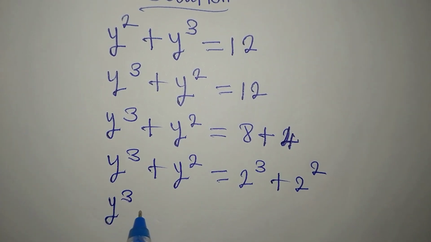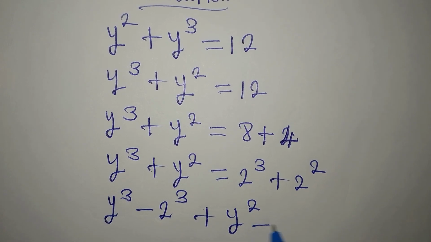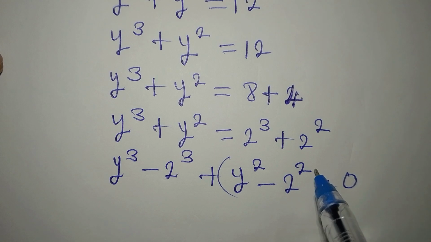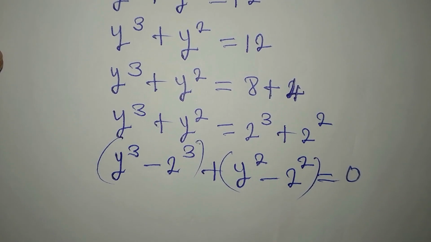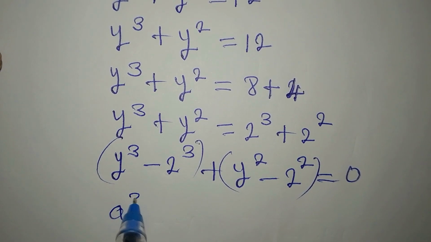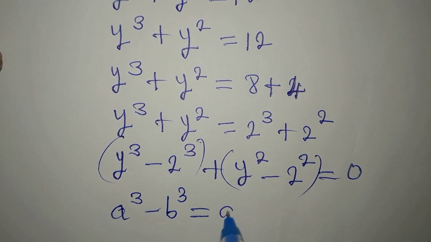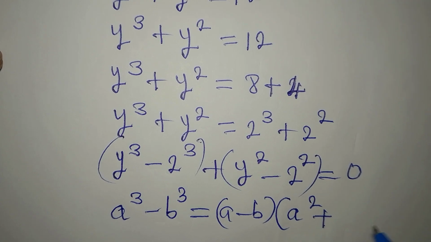y to the power of 3 minus 2 to the power of 3 will be brought together. And then we have y squared minus 2 squared. This will come together. Then on the right, nothing is there again. So from here, we can apply difference of two squares, and here we apply difference of two cubes, where if you have a to the power of 3 minus b to the power of 3, this is the same thing as a minus b into a squared plus ab plus b squared.